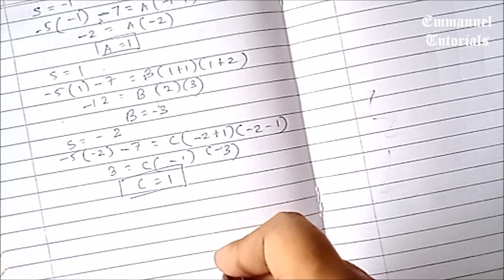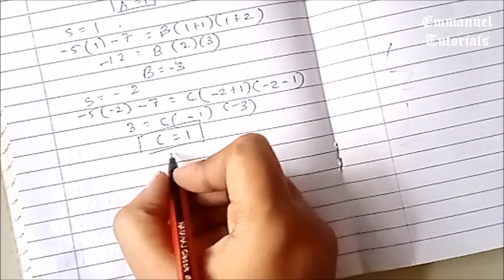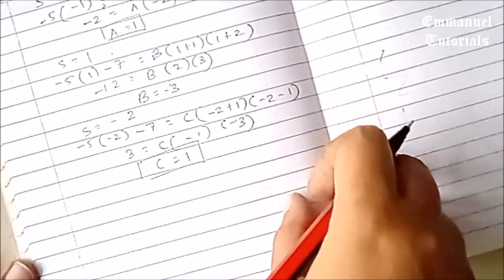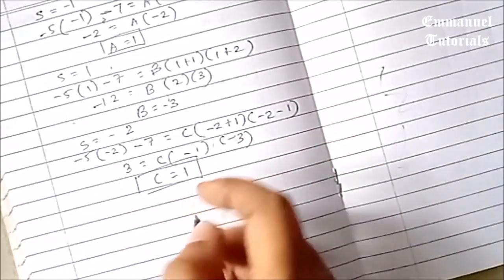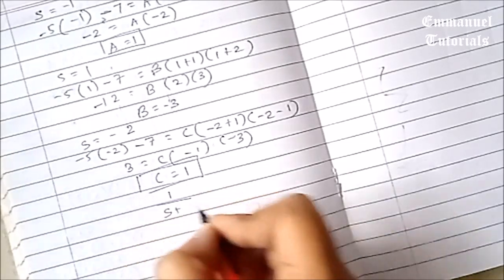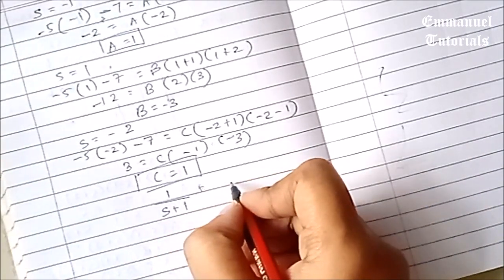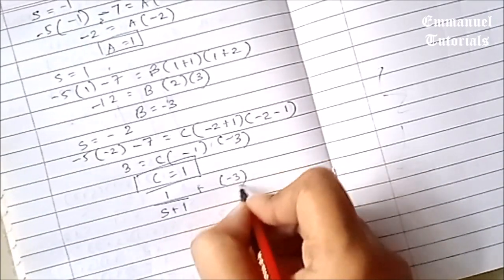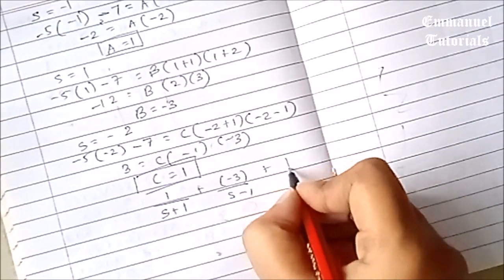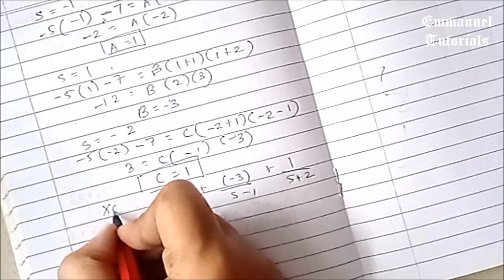Now we will proceed to find out the inverse Laplace transform. Before that, we'll just write the expression that we have got. It will be 1 upon S plus 1 plus minus 3 upon S minus 1 plus 1 upon S plus 2. This will be our X of S.